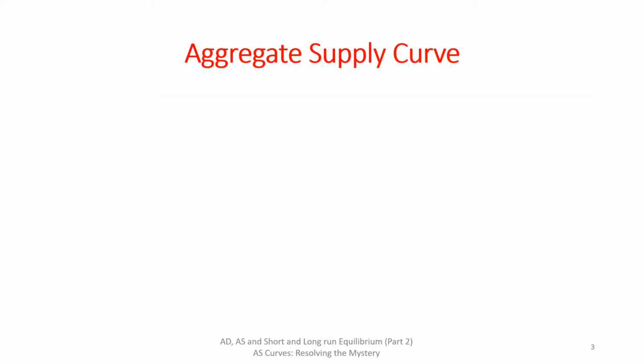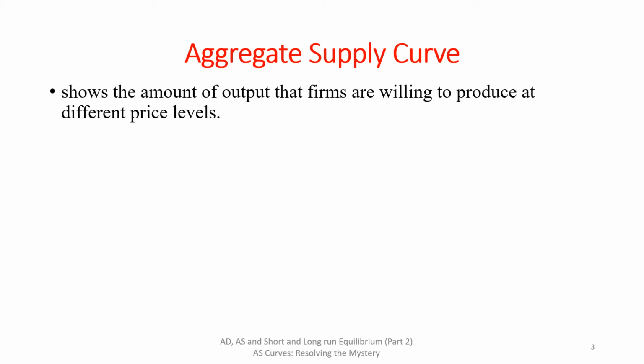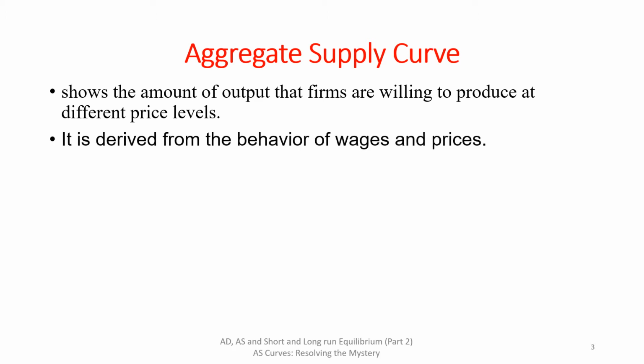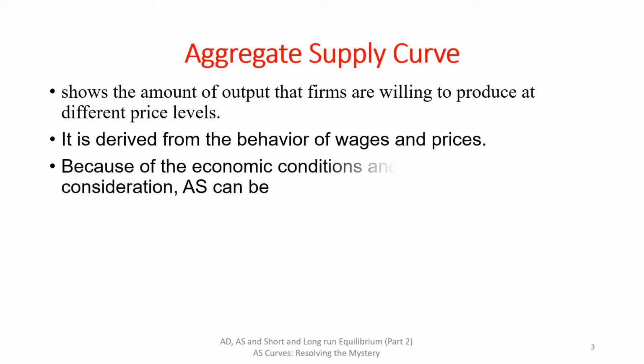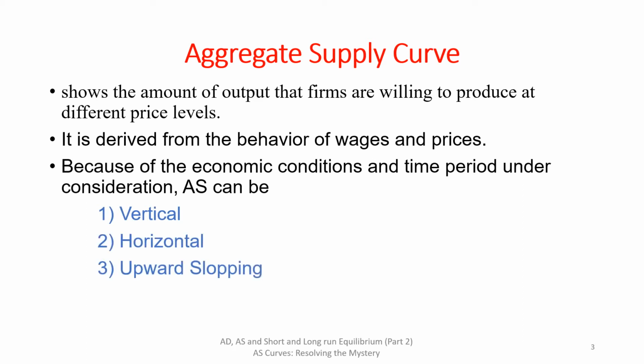Students, the aggregate supply curve shows the amount of output that firms are willing to produce at different price levels. This curve is derived from the behavior of cost of production, mainly the wages and the price level in the economy. Because of economic conditions and the time period under consideration, aggregate supply curve can be vertical, horizontal, or upward sloping. We discuss all of these one by one.